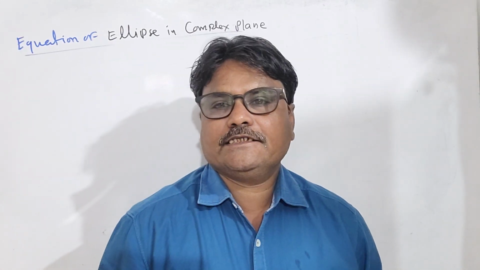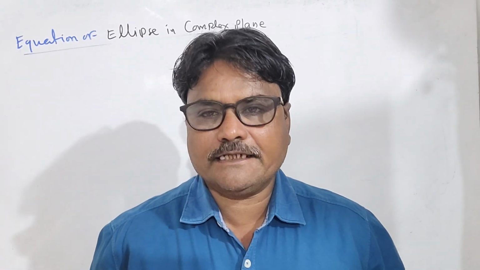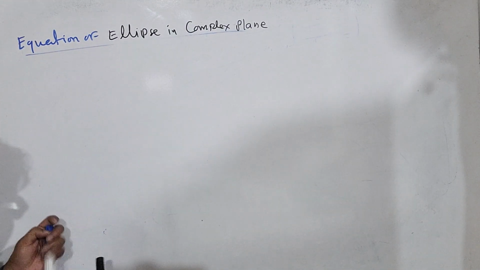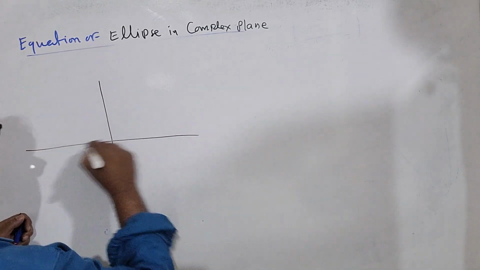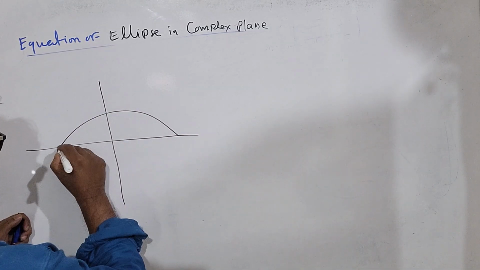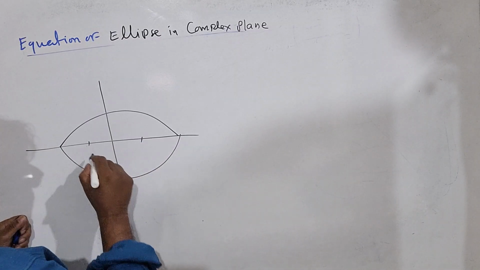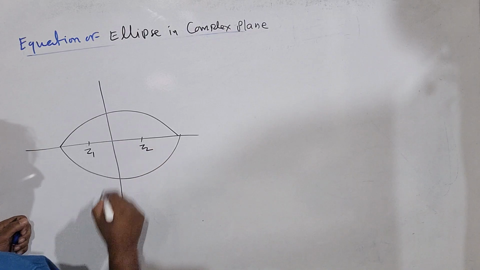Hello everyone. In this video we will see the equation of ellipse in complex plane. So, equation of ellipse in complex plane. We know that this is an ellipse. Ellipse has foci. Let the foci be at Z1 and Z2.